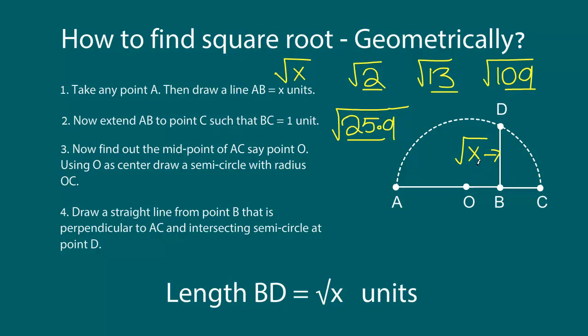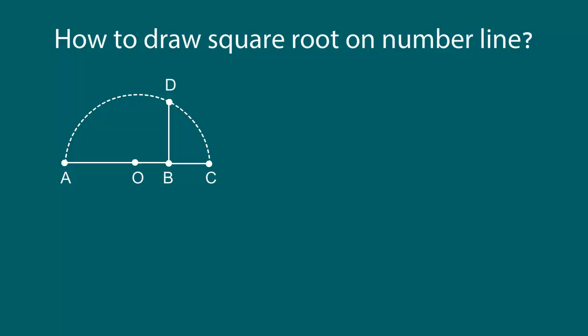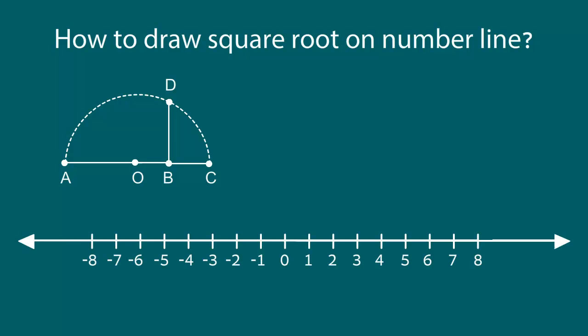Now the question is, how can we show this length? How can we show square root x on the number line? So let's do one thing. Let's get our construction. So we know that this BD is the length that we are trying to get on our number line. So let's draw ourselves a simple number line here. We basically know that the number line extends from minus infinity to 0 to plus infinity. Now this is what we are going to do. I'm going to explain to you the logic of what we need to do, and then practically how we actually do it.